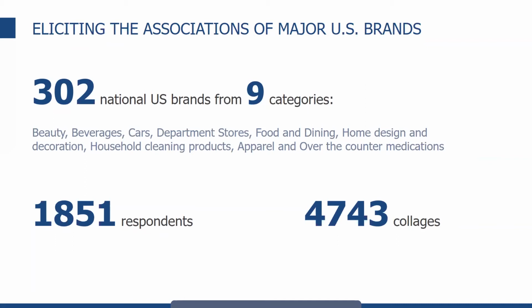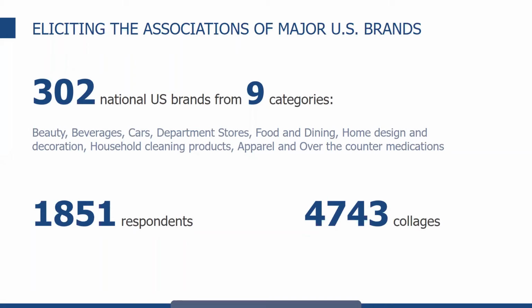Great. So we use this platform to collect a very large data set. We collected 302 national US brands, and the data set spans all these categories, from beauty to cars to food and dining to home design and decorations. Basically, if you know the brand, chances are it's there. So it's a very large data set, and we have a total of about 4,700 collages.